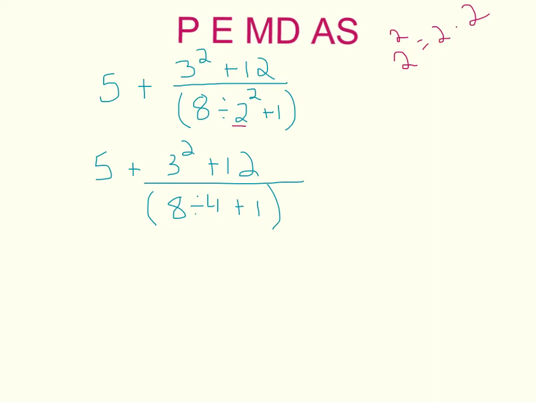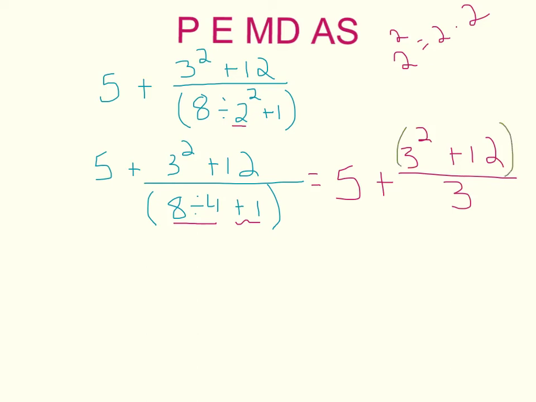Okay, now let's finish simplifying inside the parentheses. 8 divided by 4 is 2, and 2 plus 1 is 3. So 5 plus 3 squared plus 12 divided by 3. And now we have what I call invisible parentheses. We don't see any parentheses, but anytime you have a fraction like that, and there's things to do within the fraction, I want you to think of it as there are invisible parentheses. You have to do that first.